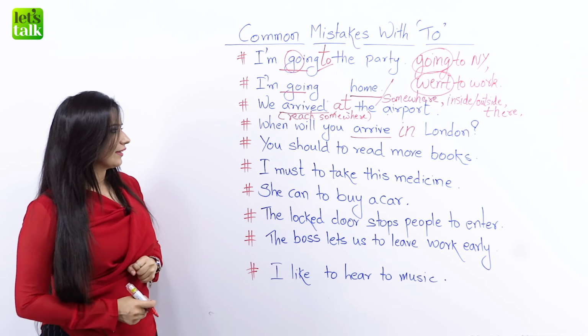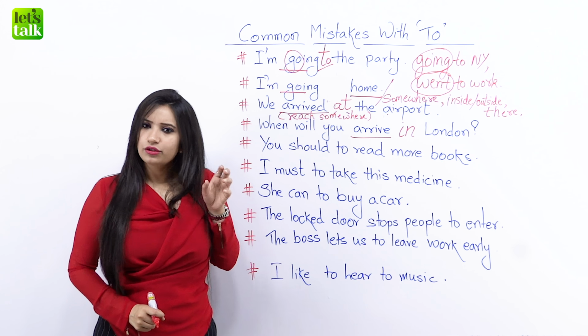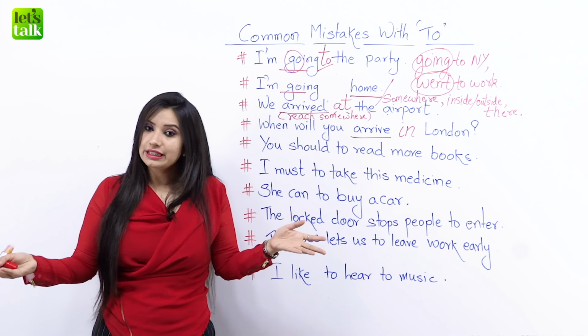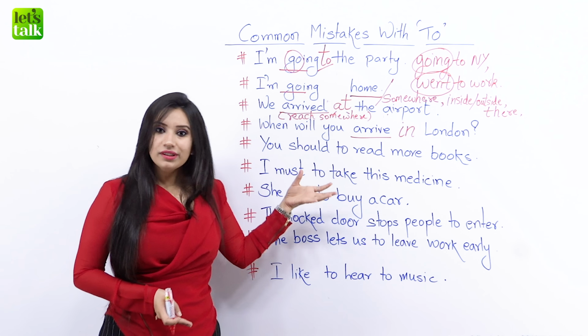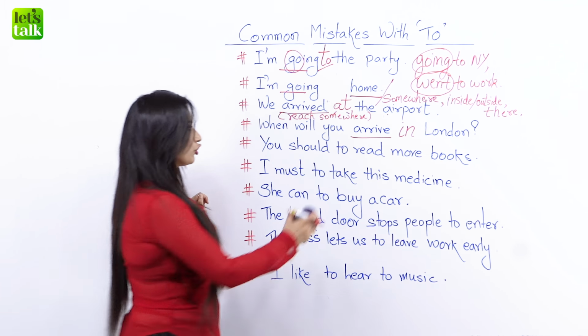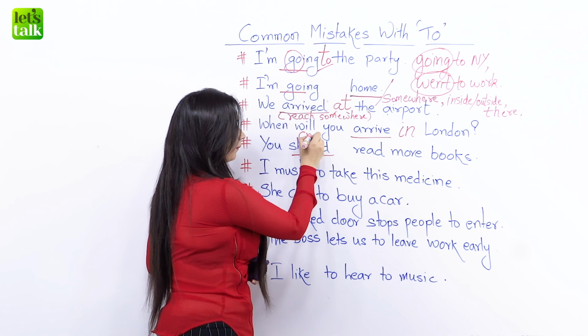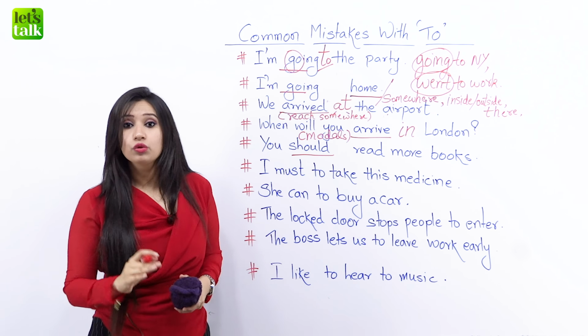Now let's look at the next one. You should to read more books. What do you think is wrong in this sentence? Do we need to here or do we not need to here? Think about it. Well, we don't need to in this sentence. You should read more books. So basically, should is a form of modal, okay? And with modals, we don't use to.